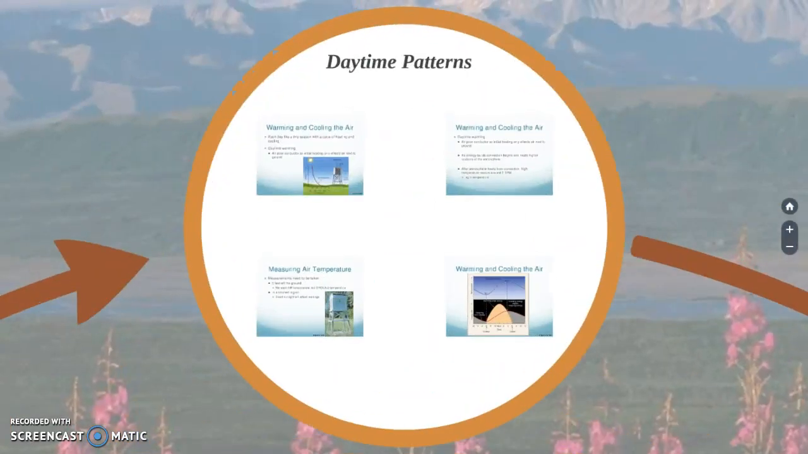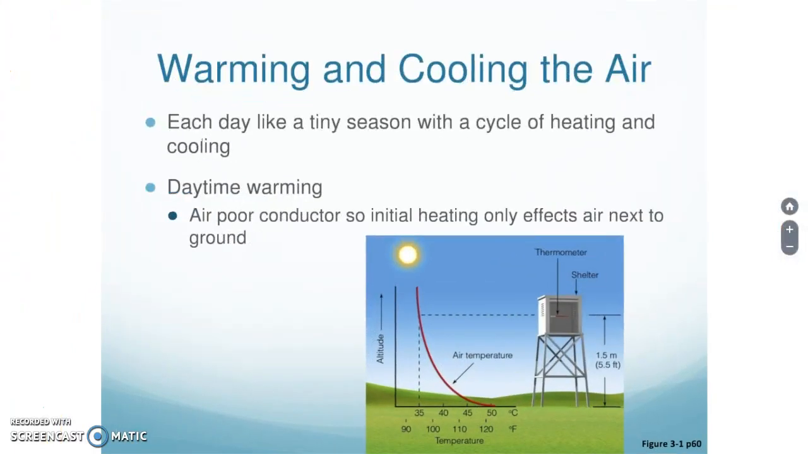Now, when we look at daytime patterns in temperature, one thing to note is that really each day is kind of like a tiny season. You have a season where you have a maximum heating period, summer, and a season with minimum heating period, winter. It's the same thing for a daytime cycle where you have maximum heating at noon and maximum loss of heat at midnight.